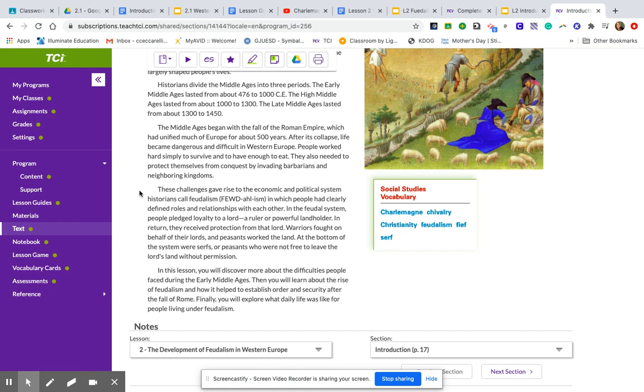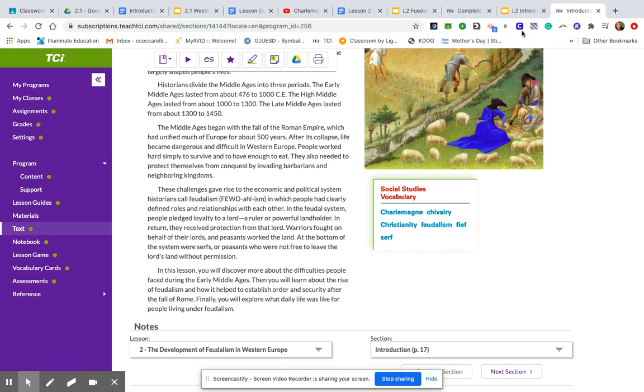In the feudal system, people pledged loyalty to a lord or a ruler or powerful landholder. In return, they received protection from that lord. Warriors fought on behalf of their lords, and peasants worked the land. At the bottom of the system were serfs or peasants who were not free to leave the lord's land without permission. After reading paragraph 4, what are three groups of people in the feudal system, or three types of people?